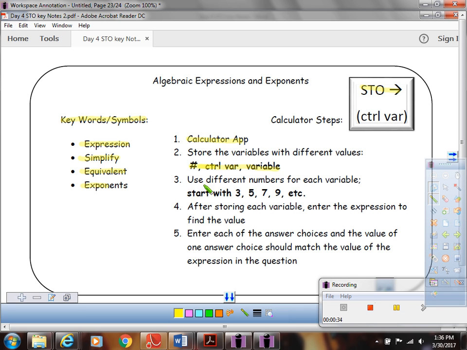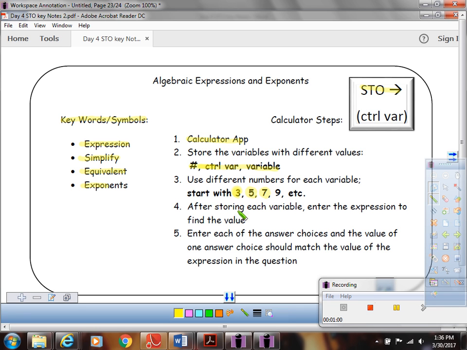Now, step 3 says use different numbers for each variable. So like let's say the problem has an X, Y, and a Z. Then you could say, okay, let's put a 3 for the X, let's put a 5 for the Y, and let's put a 7 for the Z. Like they're telling you that these are good numbers to use. Do not use 0. 0 is not a good number to use. Do not use 1 or 2. So the teachers that have used this in the past, the best numbers to choose are 3, 5, 7, 9, etc.